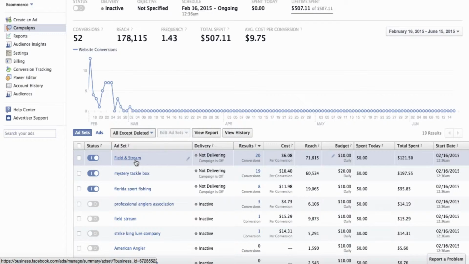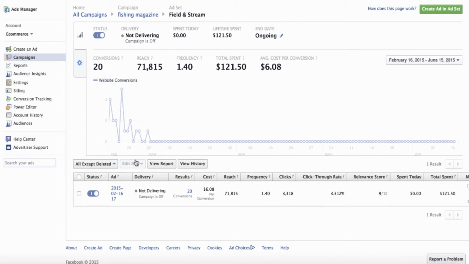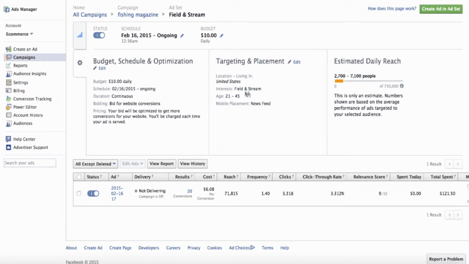So let's go ahead and click into an ad set and see what we have here. So you can see my targeting, the fishing stream, 21 to 45, and the United States on the newsfeed. Let's take a look at the ad itself.